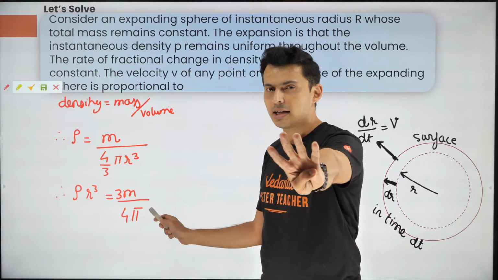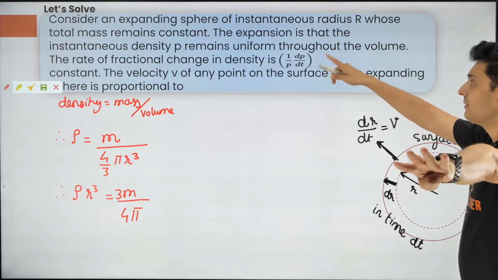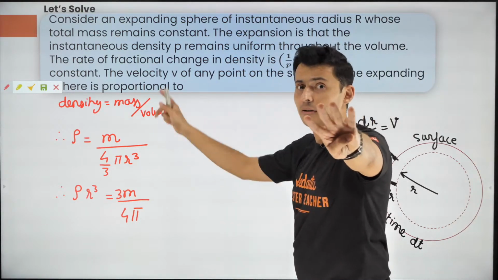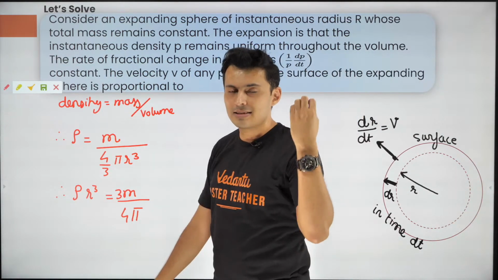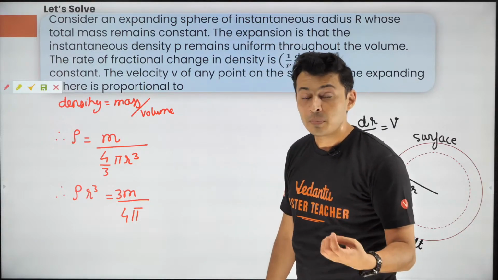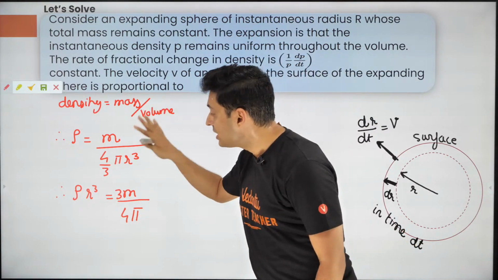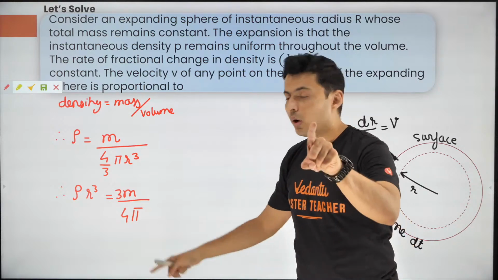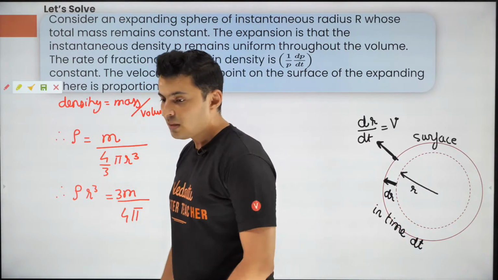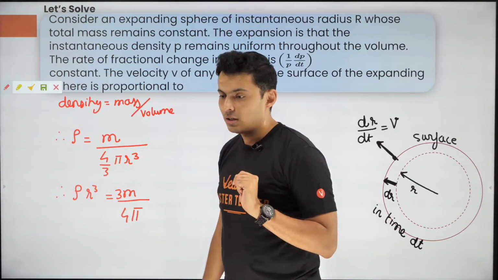All constants are on one side, and because I see derivatives over here and the word rate is used, that means there is some differentiation involved. So now if I differentiate this equation, what will the RHS become? Guys, answer in the chat box.